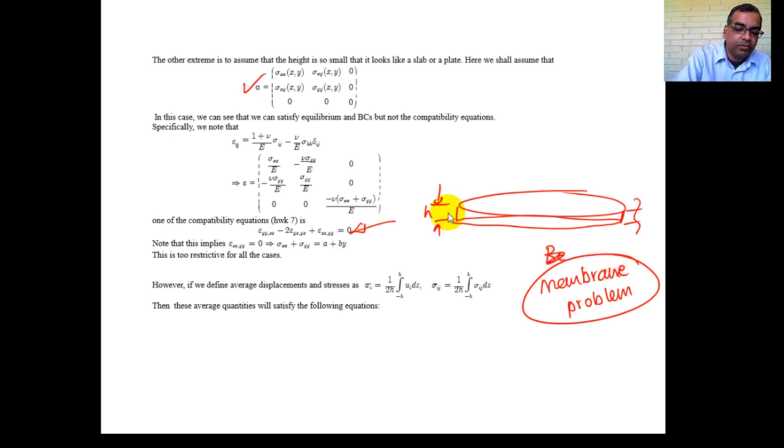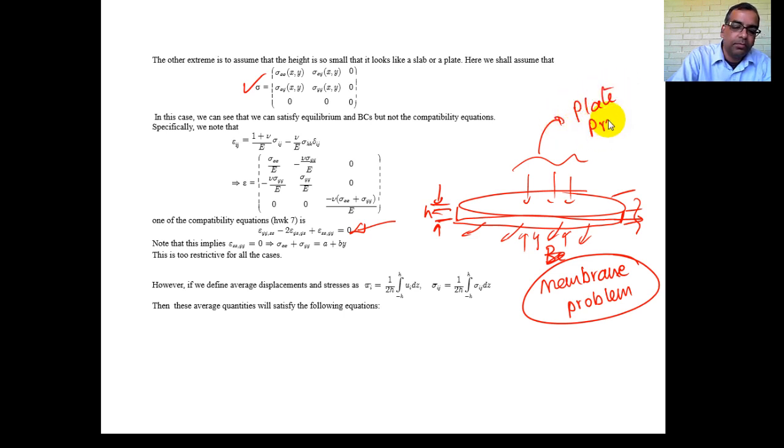A membrane problem is where you apply forces to the ends of the membrane like a balloon, but nothing on the top and bottom surface. If you apply things to the top and bottom surface of the membrane like this, it will be called a plate problem. You have to take a separate class for that to figure out how to solve plate problems. So plate problems are this two-dimensional geometry where things are very thin, flat slab.